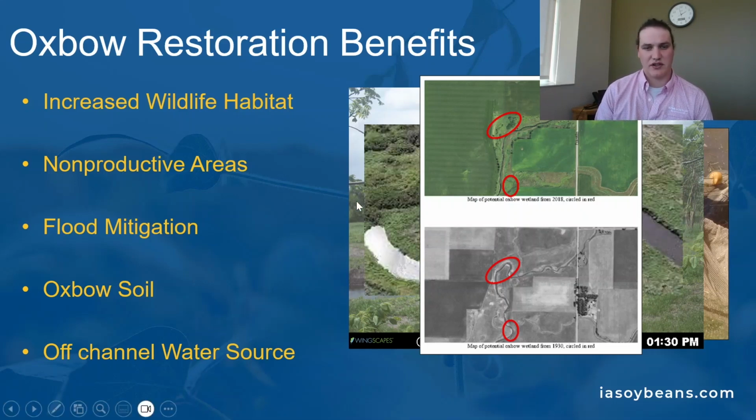These areas are also good with flood mitigation. As you can see, a 1 acre oxbow roughly holds 1 million gallons of water. So in some areas that flood consistently, if you have 50, 100 oxbows along the landscape, that's going to hold a lot of flood water.